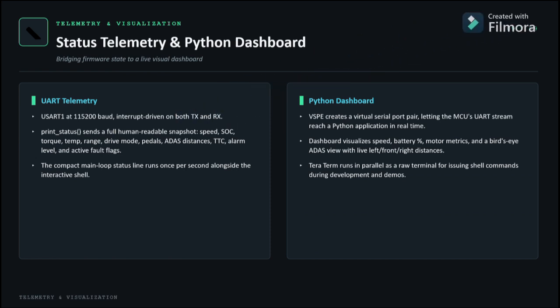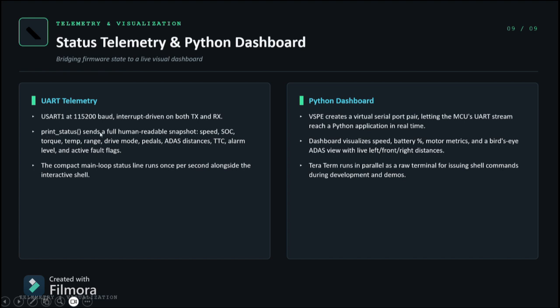And next is the telemetry and visualization, which is nothing but the status telemetry and Python dashboard. Status telemetry is nothing but the UART telemetry. So it is bridging the firmware state to a live visual dashboard. Here we will be connecting the firmware state, like status, to the visual board. For UART telemetry, UART 1 is used at 115200 baud rate, and it is interrupt driven on both the transmitter side as well as the receiver side.